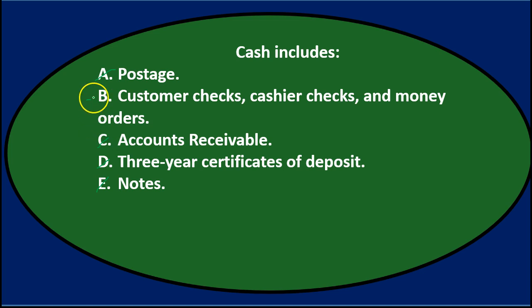So it looks like B is going to be pretty much the definition of cash here. Cash includes, or not the definition, but a good list of what cash typically includes. Cash includes B, customer checks, cashier checks, and money orders.